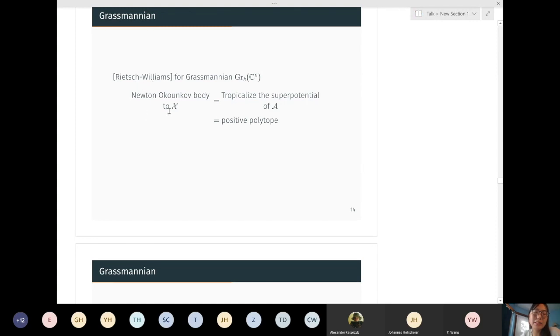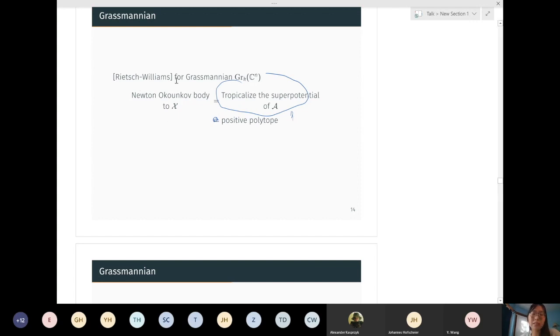They show something, the Newton-Okounkov, like Grassmannian is one type of cluster variety as well, where the Newton-Okounkov body of the X variety equals the tropicalization of the superpotential of the A variety. Both of them are GL_k n or GL_n minus k n. There is much jargon here, but if you're into that story, you know what I mean. If not, I just want to say this tropicalization of the superpotential is just the positive polytope we have been describing.